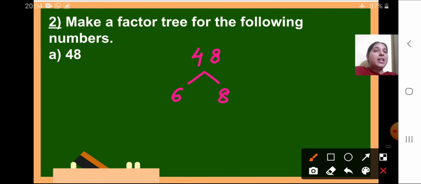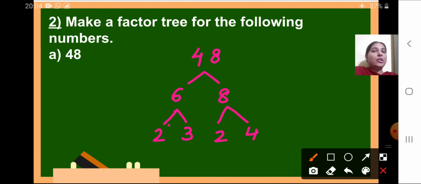Now 6 and 8, these are also composite numbers. Now again we have to factorize them. So here you have to see which two numbers you will multiply, which will give you the product as 6. So 2 3s are 6, isn't it? Or 3 2s are 6. Similarly, for this number 8 also you have to do the factorization. So which two numbers you will multiply, which will give you 8 as the product? So 2 4s are 8.